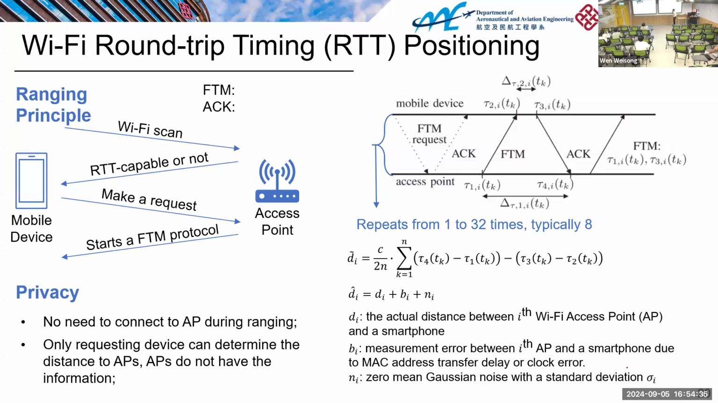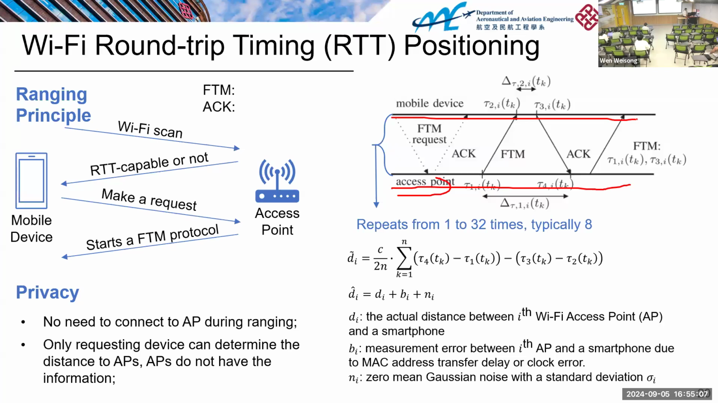The right side is the physical model. The first one is a request, and it goes through 2 times. This figure looks quite complex, but it's quite easy to understand. This is the access point, the Wi-Fi router, and the upper part is the smartphone, the mobile device.